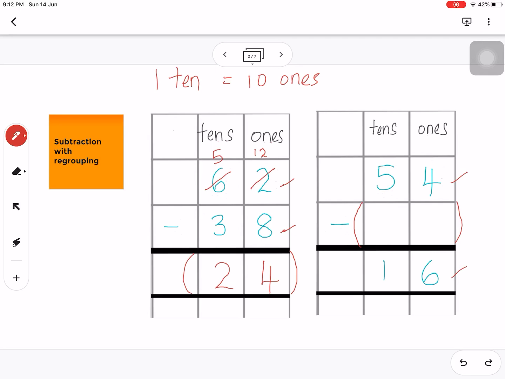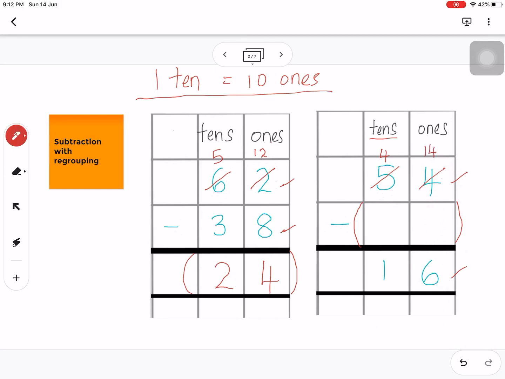Yes, we borrow. So borrow 1 from 5. I will have 4 left. Remember this concept: 1 ten equals 10 ones. When I take away 1 ten, I will get 10 ones. So I will have 10 ones here, plus the existing 4. So 10 plus 4 is equal to 14. So here I got 14 already.